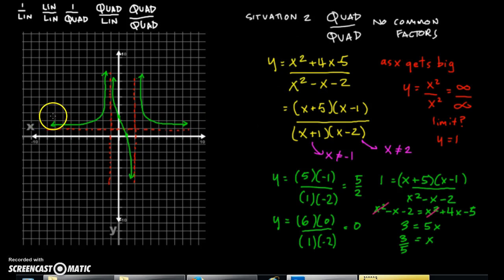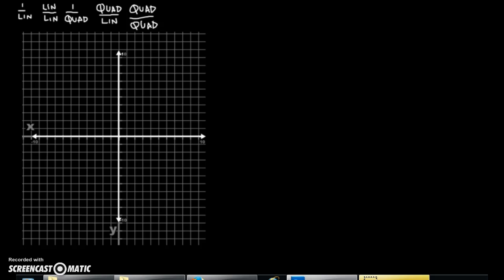We should be getting something on the upper side of the horizontal asymptote that then approaches it as x gets bigger and bigger and bigger. So there you have it, quad over quad. So are we done? No, we're not done at all. What do we want to do next?